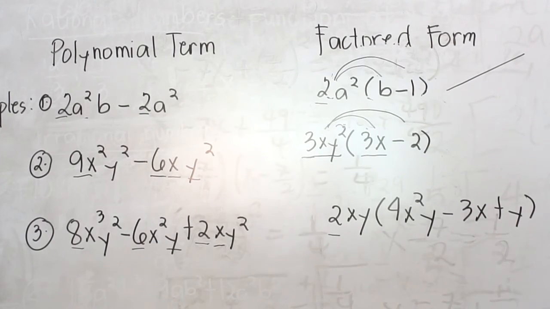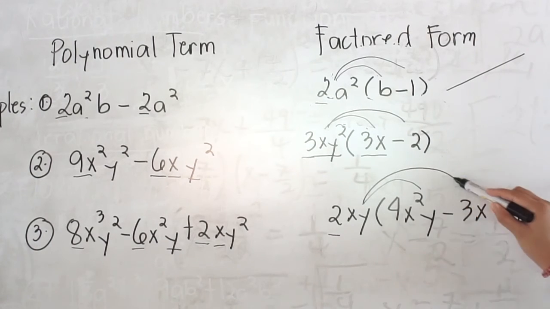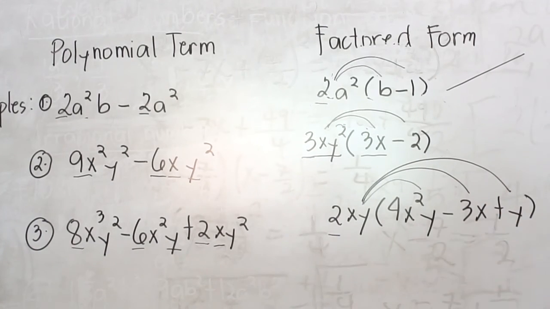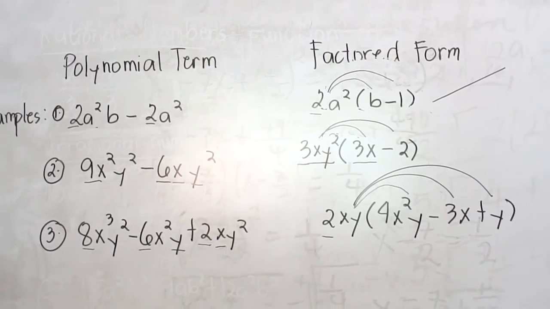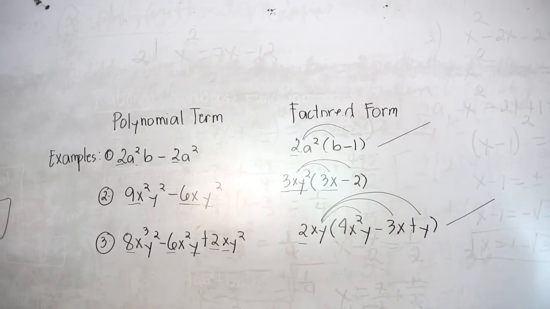To check if our answer is correct, all you have to do is use the distributive form. 2xy times 4x squared y is 8x cubed y squared, and 2xy times negative 3x is negative 6x squared y, and then 2xy times y is positive 2xy squared, and our answer is correct.